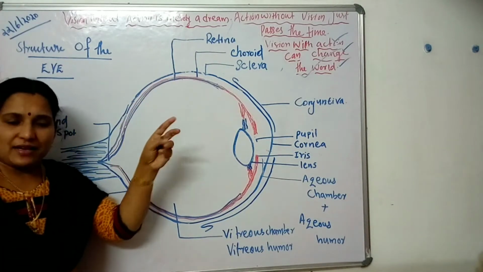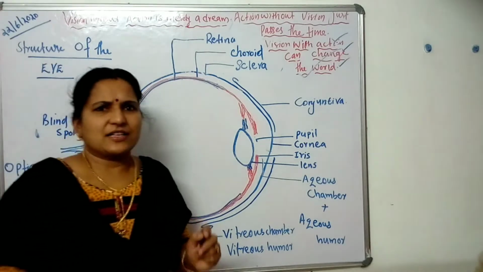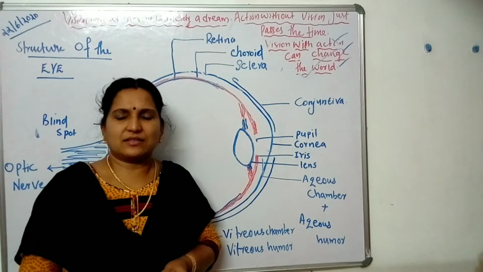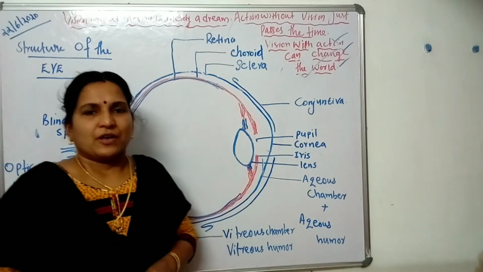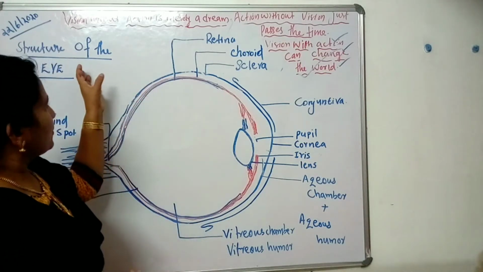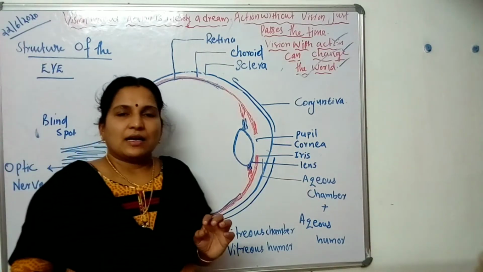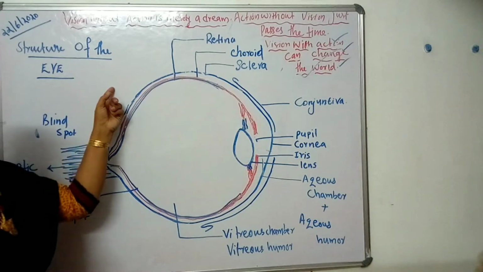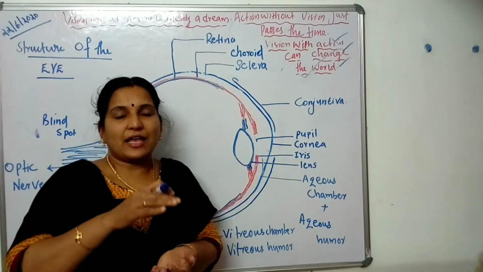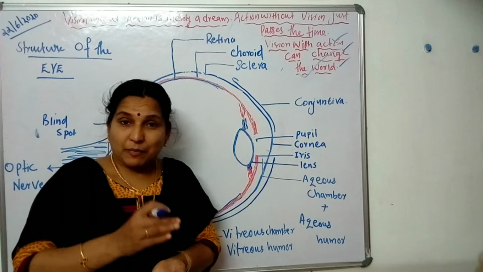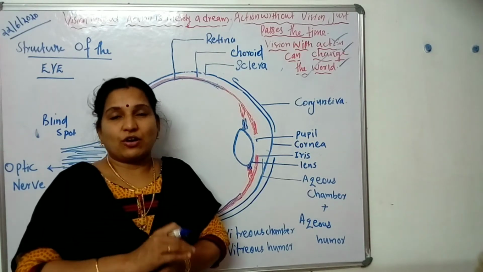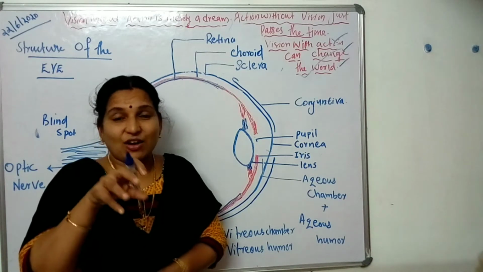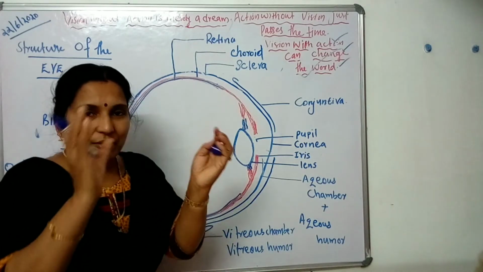The protective mechanism of the eye we have completed in the previous class. Today we are going to study the anatomy of the eye, the structure of the eye. We have studied it is the eyeball. It is well protected inside the orbit of the skull. With the help of muscles, it is fixed in that orbit.